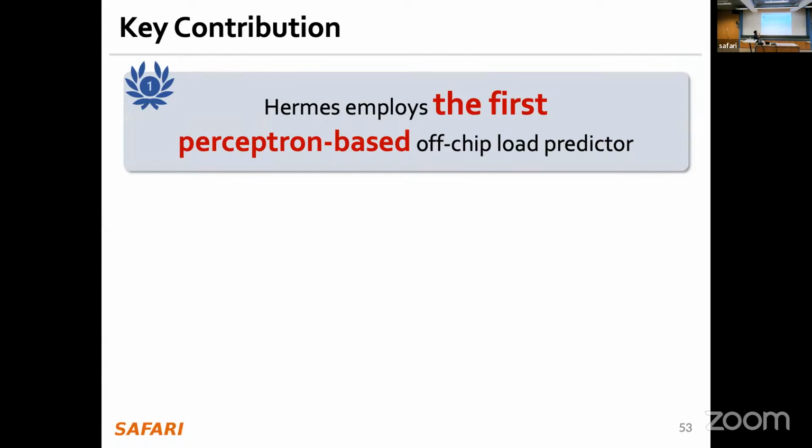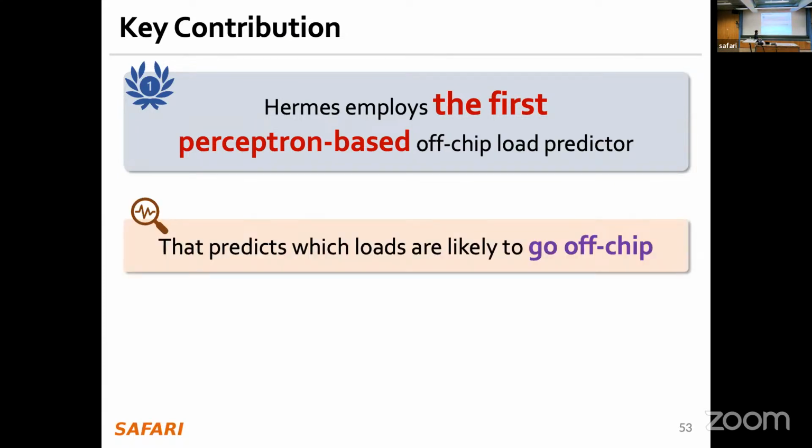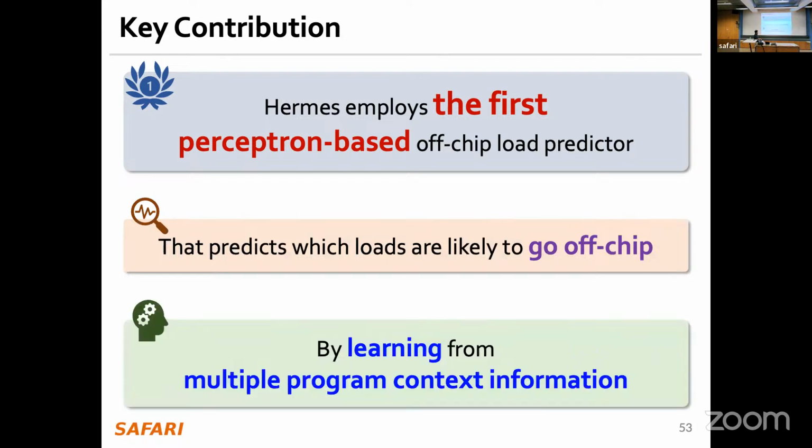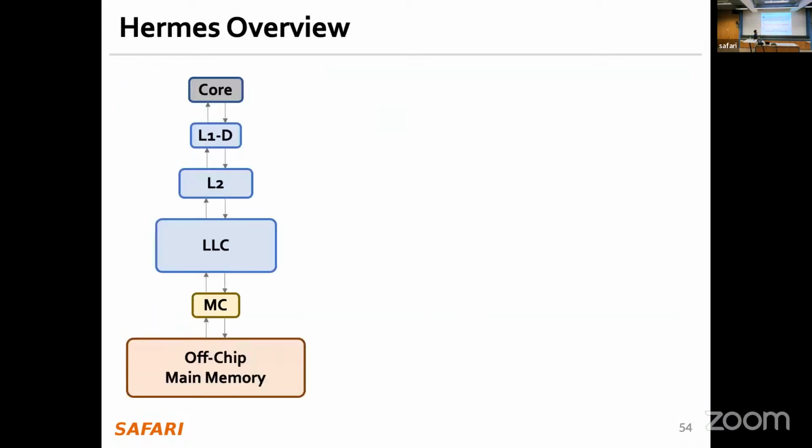So Hermes employs the first Perceptron-based off-chip load predictor that predicts which loads are likely going off-chip by solely learning from multiple program context information. This is an adaptive learning technique that uses a Perceptron, and I'm going to show how exactly it uses the Perceptron. Okay, so now let's see how Hermes improves performance.